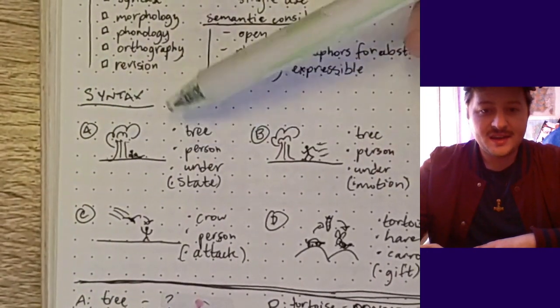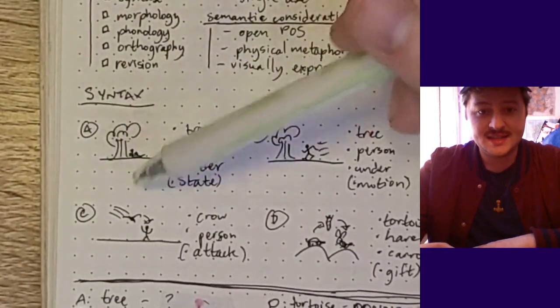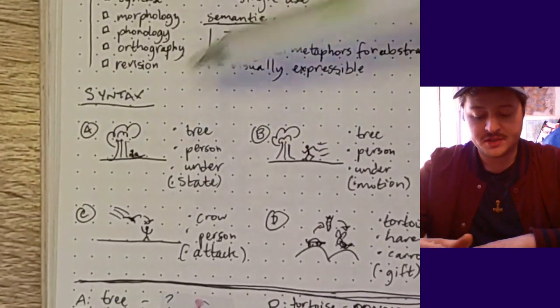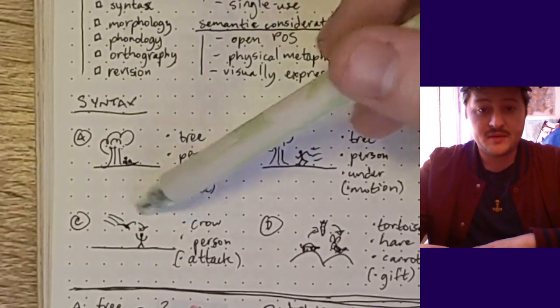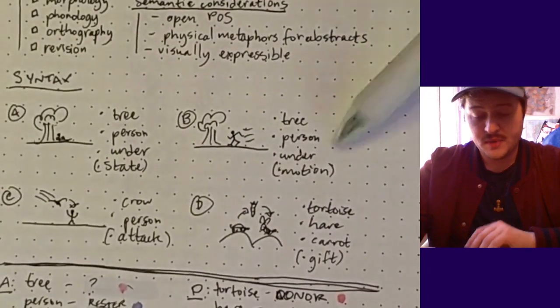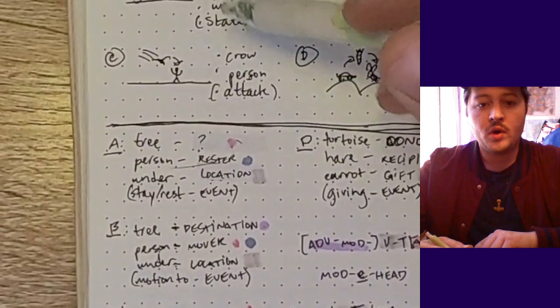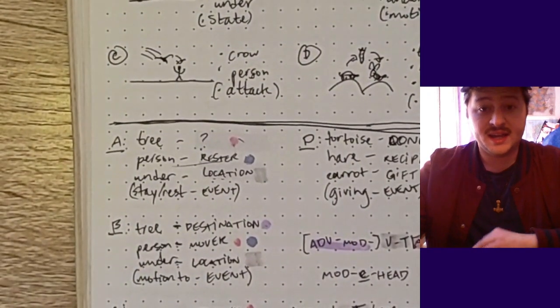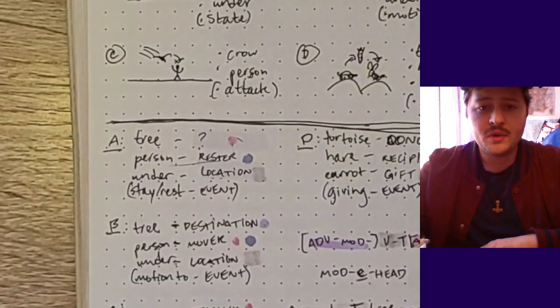So in A, I had a person under a tree, and I listed the entities and what was happening in that picture. And I did the same thing here with a person going under a tree. Then I have a crow attacking a person, and then I have a tortoise giving a carrot to a hare. And with all of those things, what we did is we labeled what role we thought each thing played in that event happening, and how we wanted to mark them.